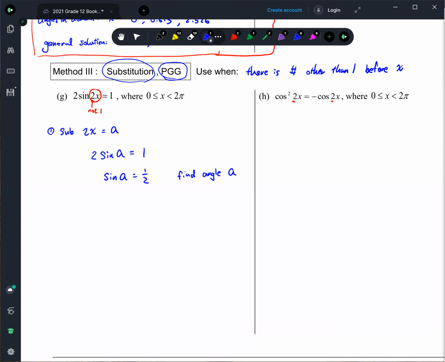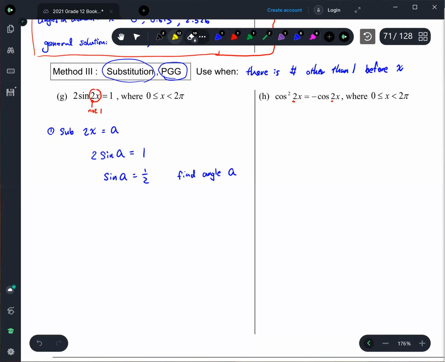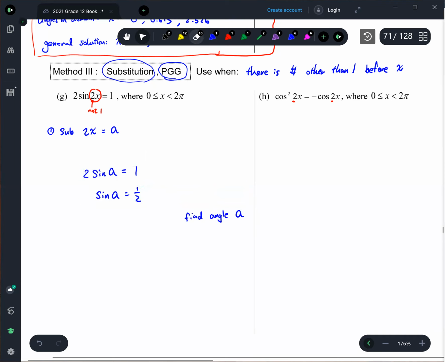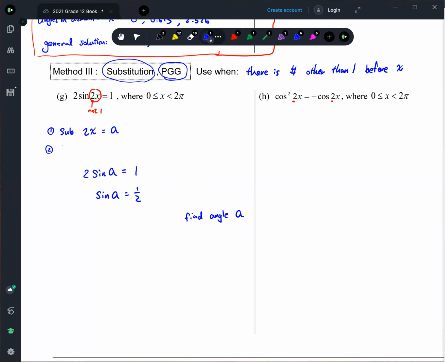All right, raise your hand when you found angle A. I think we should add a step here. Let me put it here. So step 2, after you sub it in, find angle A.